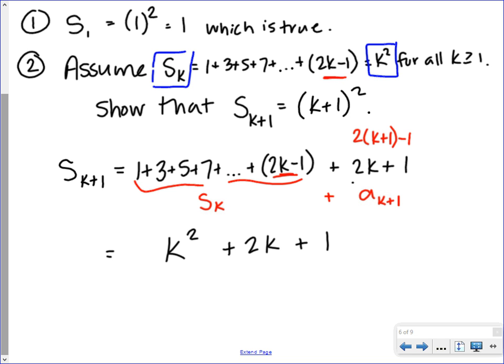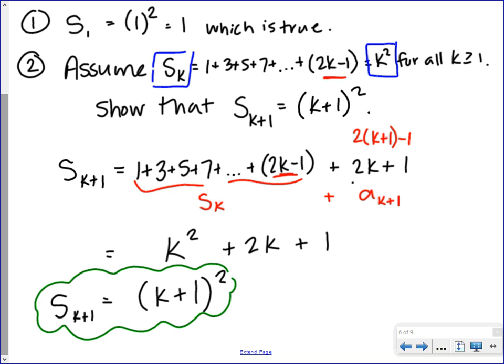I now notice I have a trinomial, it's quadratic. I'm going to check if I can factor it. Can you factor k squared plus 2k plus 1? What does it factor out to be? What's that? Oh, k plus 1 squared. And so we're saying S sub k plus 1 is equal to k plus 1 squared. Is that what we wanted to show? Yep. So we've made a proof.